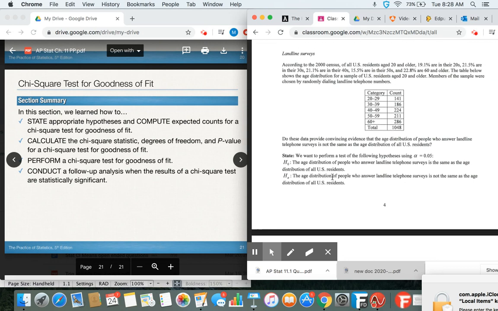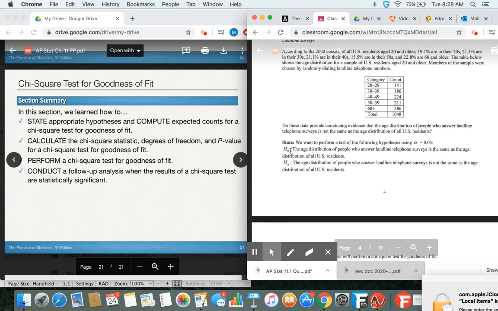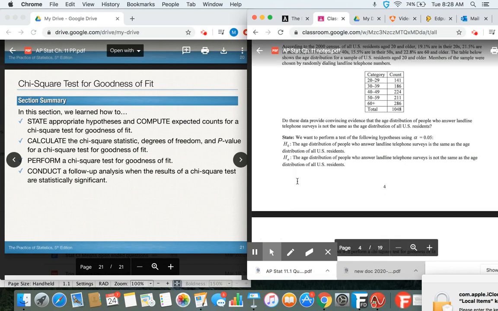Okay. So what I did was I set up your HO and your HA, as you'll see in the notes. You do need to be pretty specific for the null hypothesis. So write it out in its entirety. The age distribution of people who answer landline surveys is the same as the age distribution of all U.S. residents. And simply the HA is going to be that it's not the same. So you can abbreviate the HA as long as you completely write out the HO. Okay. And that's just for our purposes, definitely not on the AP test. The AP test, you want to make sure you write out everything.